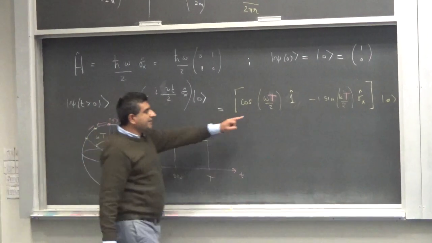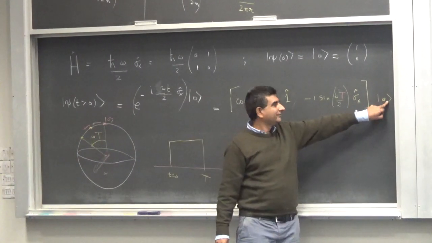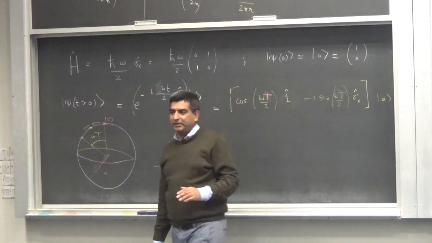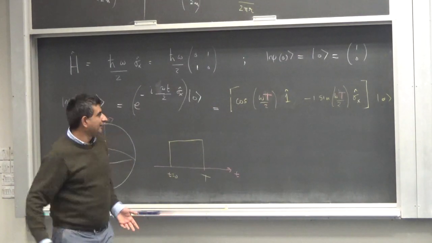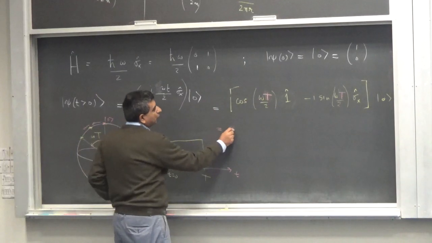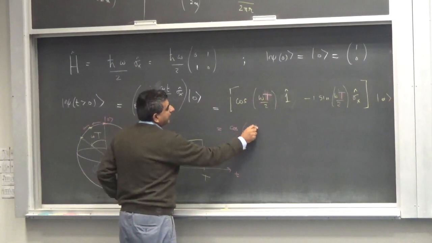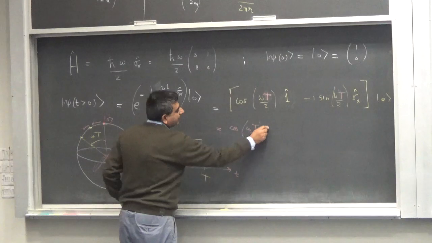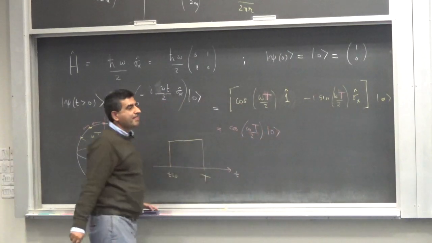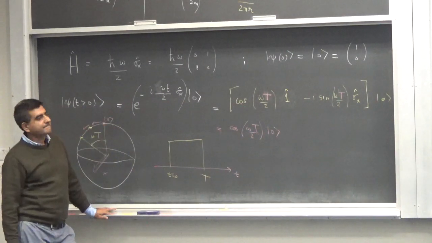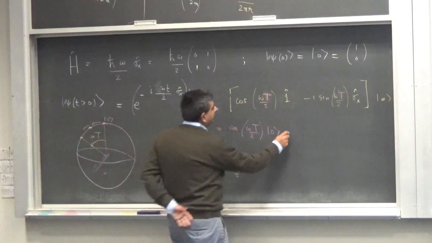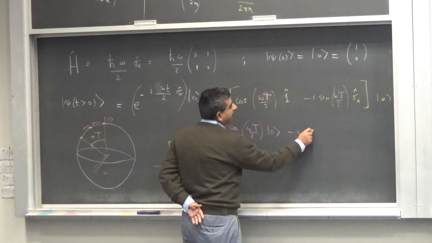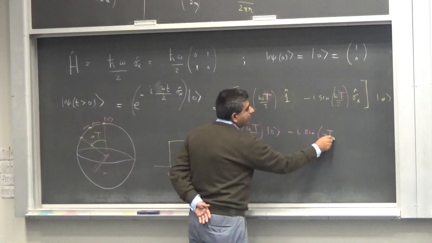Now this is identity acting on ket 0. It will give me identity. Oh sorry, ket 0. So let's work this out: cosine omega capital T over 2 ket 0, minus i sine omega t over 2.